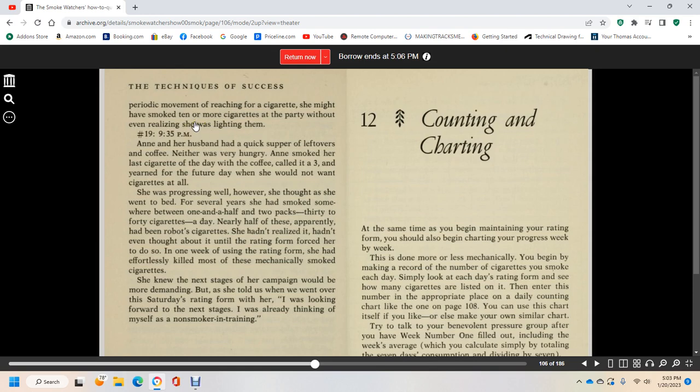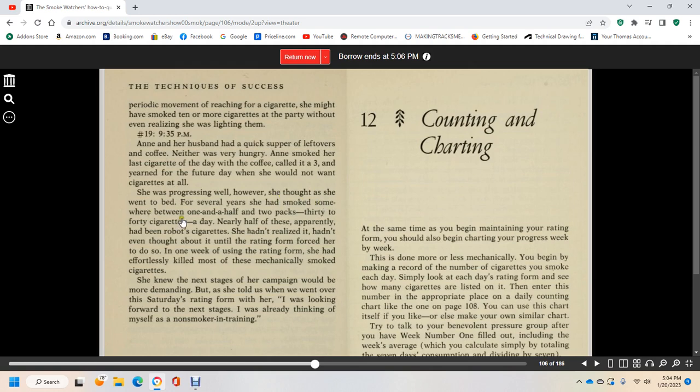Number 19: Anne and her husband had a quick supper with the leftovers and coffee. Neither was very hungry. Anne smoked her last cigarette of the day with a coffee, called it a 3, and thought that for the future day she would not want a cigarette at all. She was progressing as well as she had thought when she went to bed.